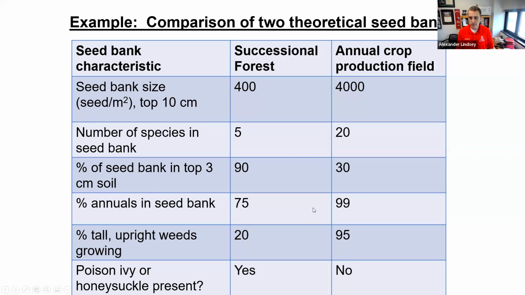We tend to see fewer annuals and fewer upright weeds in the forest because, again, it doesn't necessarily support a lot of that. It might be more of the prostrate growth, as well as perennial weeds like poison ivy and honeysuckle. We may not see those as much in the annual crop production field.